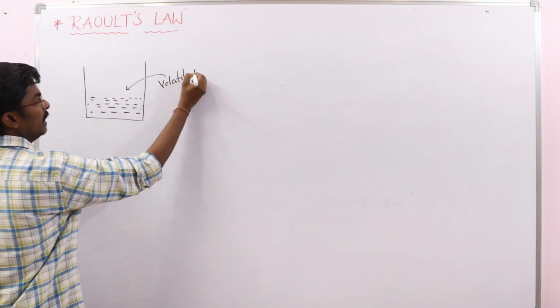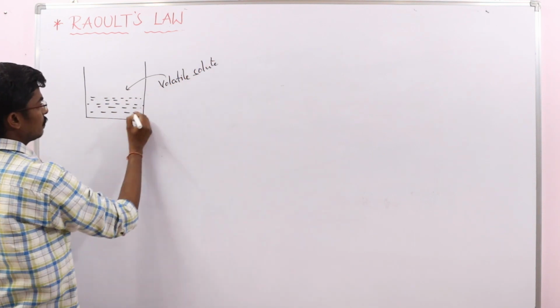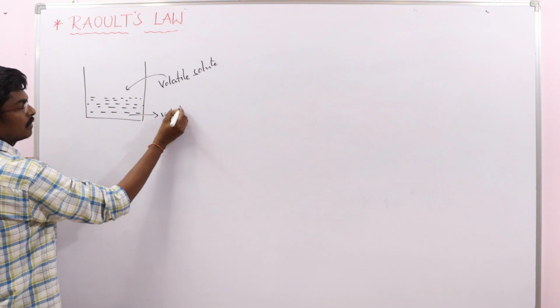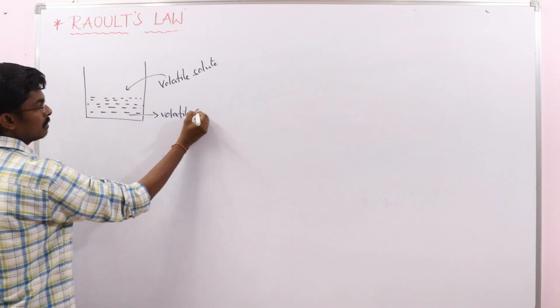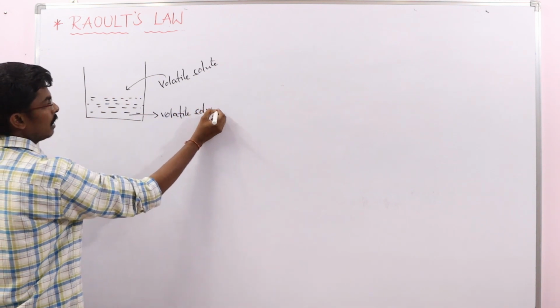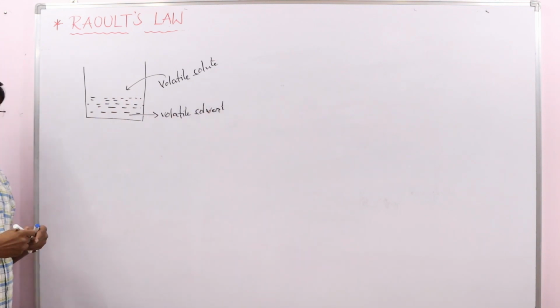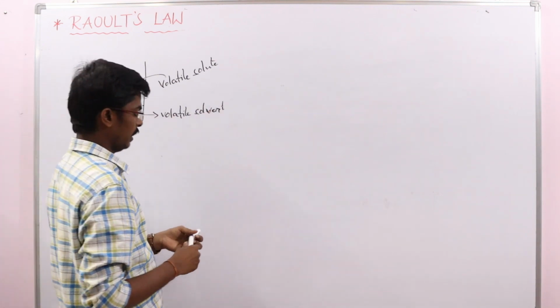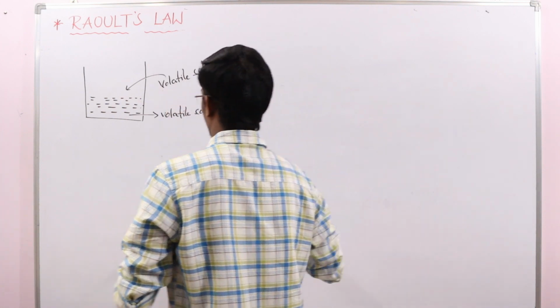That means the vapor pressure of the solution must be due to both the solute and the solvent. So two components are there. I am taking the two components A and B.